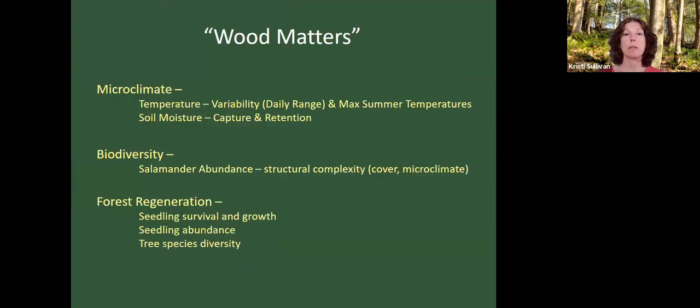So in summary, wood matters. Wood matters in terms of microclimate: temperature and soil moisture can be mediated. In terms of biodiversity, salamanders can be more abundant and there's more structural complexity, more cover, more habitat or microclimate diversity. And wood might also protect forest seedlings and allow them to grow, allowing us to have greater tree species diversity in the future and to regenerate our forests.